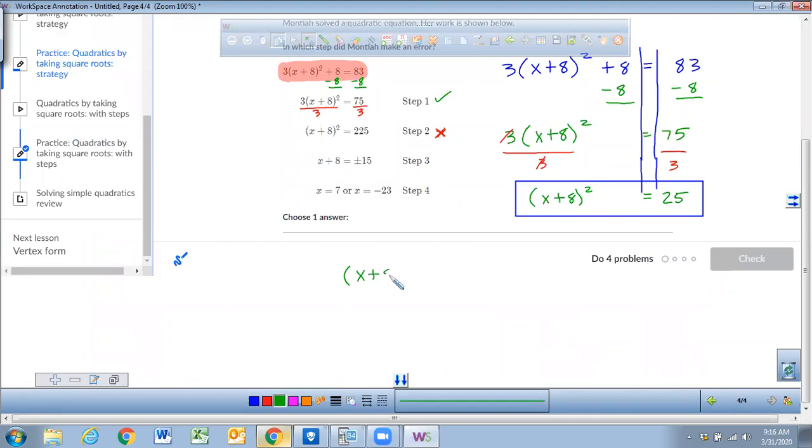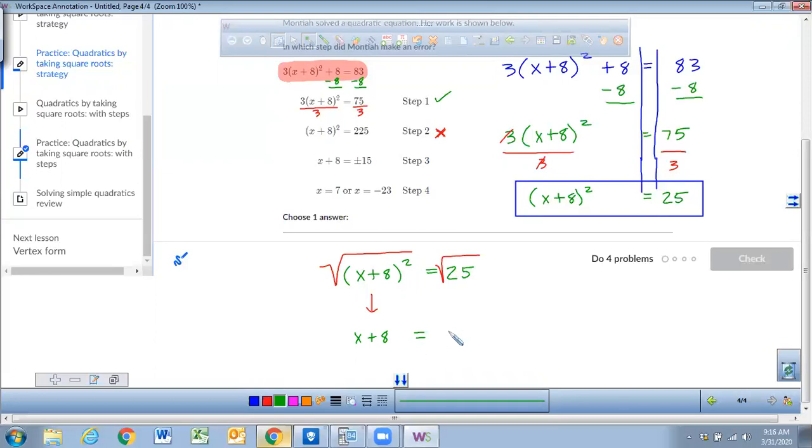Right now, here's what I have left: x plus 8 being squared equals 25. How do you unsquare something that's being squared? We have to take the square root on both sides. What comes out of the square root? X plus 8. What is the square root of 25 going to be?